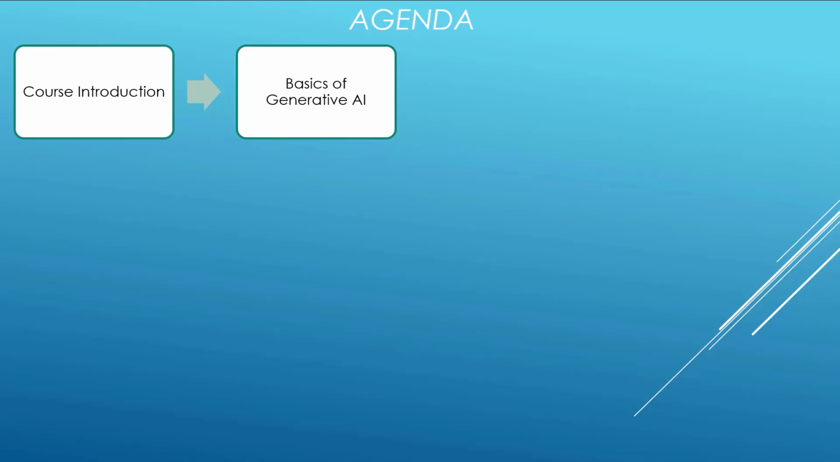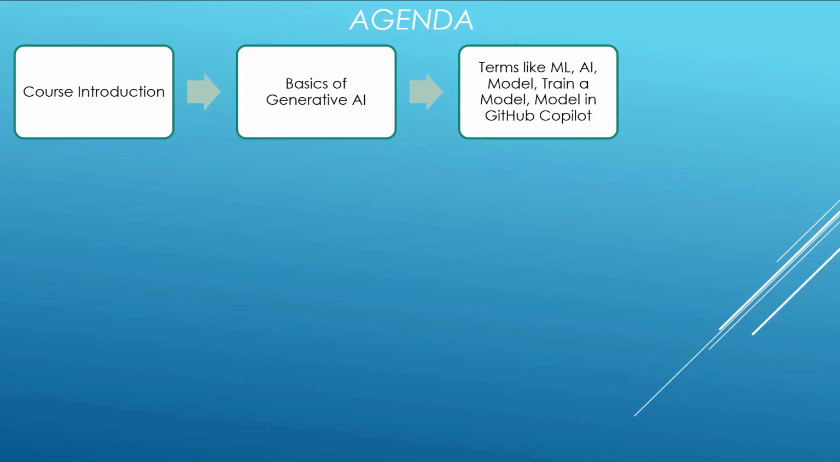Once we understand the basics of generative AI, along with that, we will also learn about generative AI use cases. We will start learning about terms like machine learning and artificial intelligence, and how machine learning and artificial intelligence are connected. We will also learn what a model is, how to train a model, and what kind of model is being used in GitHub Copilot.